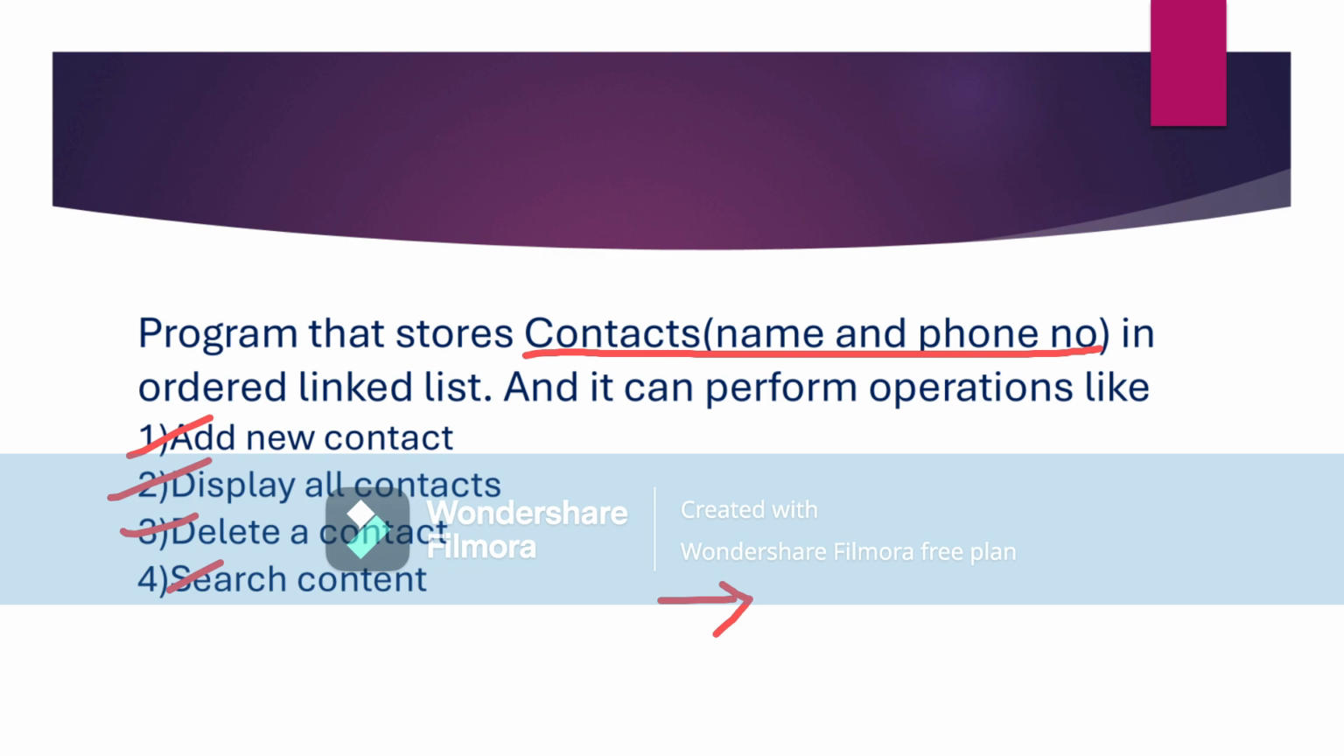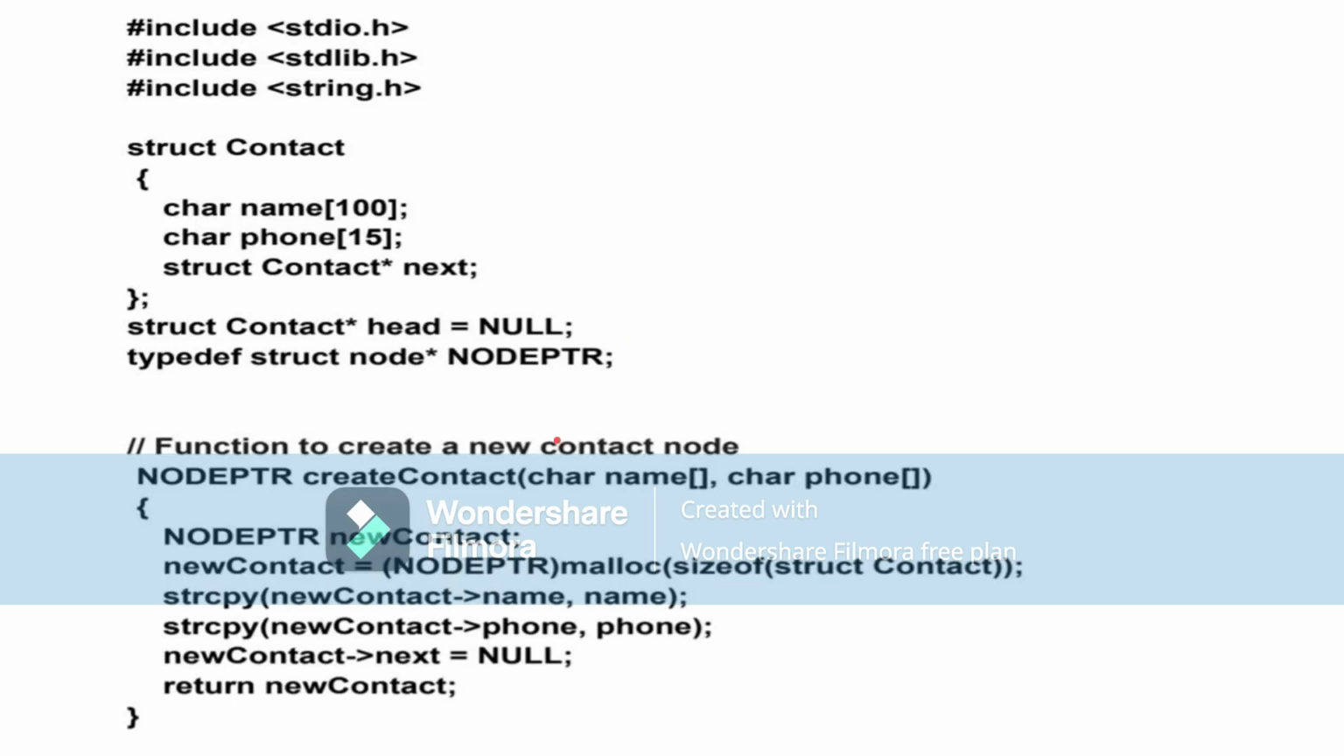So let's break down the code step by step. Hello everyone, in this program we are using three header files: stdio.h, stdlib.h, string.h. Struct contact defines a contact node for a singly linked list. Each contact has name, which stores the contact name, phone, which stores the contact phone number, and next, which is a pointer to the next node in the linked list.